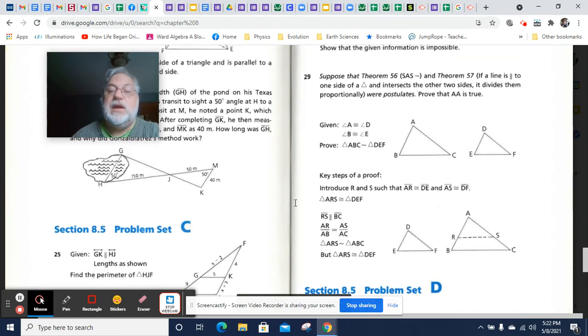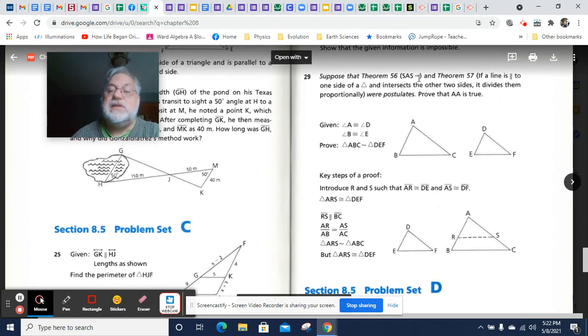29. Okay, suppose that Theorem 56 and Theorem 59, okay, this Theorem 56 is side angle side similarity. That's where you have 2 corresponding sides that form proportions in 2 triangles, and an included congruent angle. Okay, and then Theorem 57, if a line is parallel to one side of a triangle and intersects the other 2 sides, it divides them proportionally. So let's assume they were postulates. Suppose they were postulates. We're going to use that to prove that AA is true.